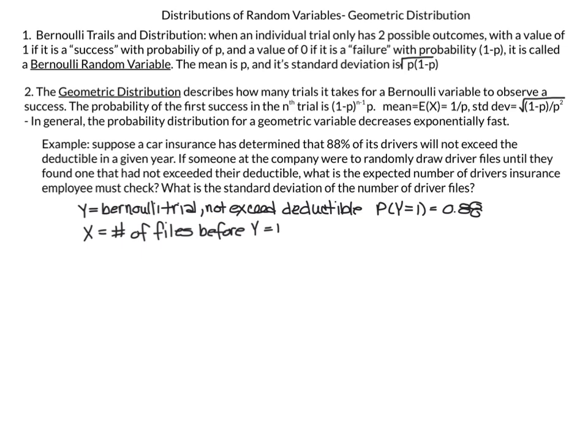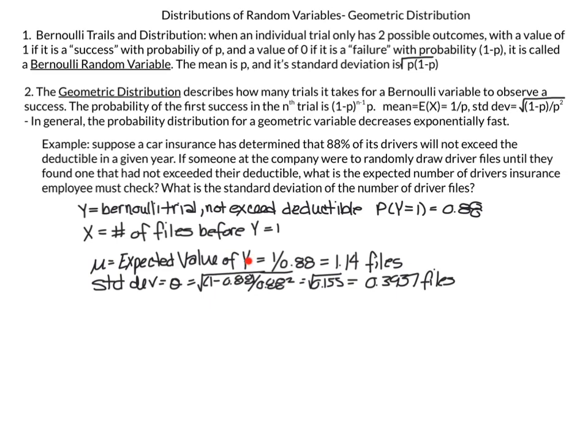And what is it? We want to know how many we expect to draw and the standard deviation of x, the number of files we're drawing. How many do we need to look at? So the expected value is 1 over the probability p, which is 1.14 files, and the standard deviation is equal to the square root of 1 minus p, our probability of failure, divided by the probability of success squared, which is equal to 0.3937 files. So in other words, we expect someone to have to go through, on average, which is why they're not whole numbers of files, 1.14 files, give or take 0.39 files.